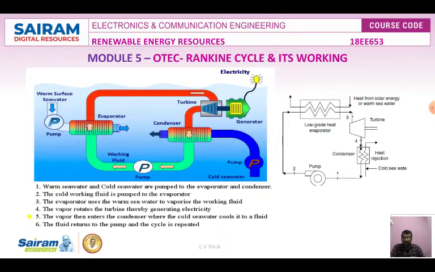Then fifth, the low pressure vapor again enters the condenser, where the vapor is converted into water, because cold water is used for the purpose. Then that fluid returns to the pipe and the cycle is repeated. This is called the closed cycle OTEC operation.